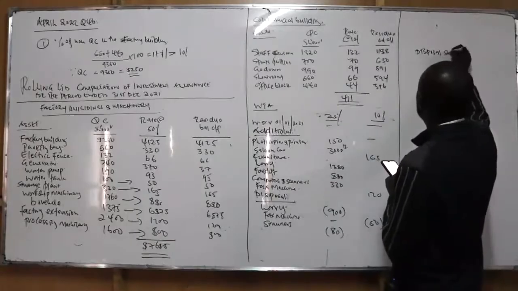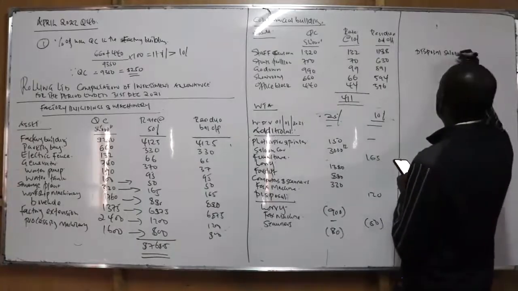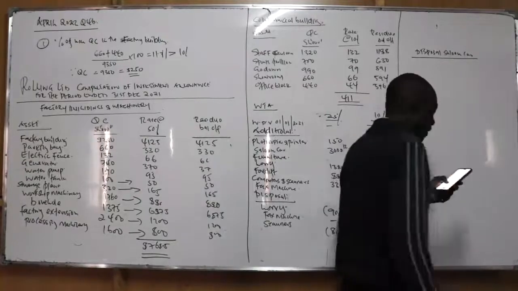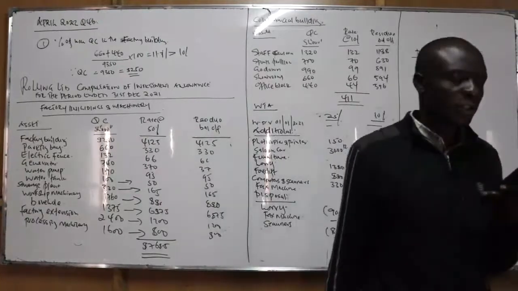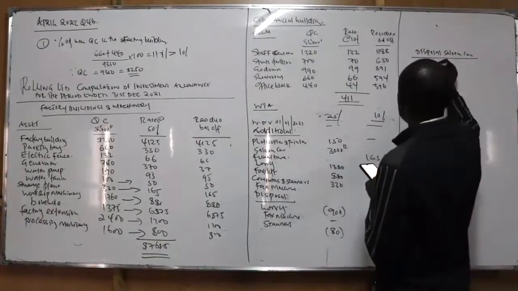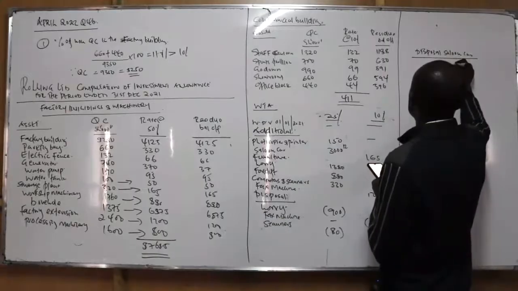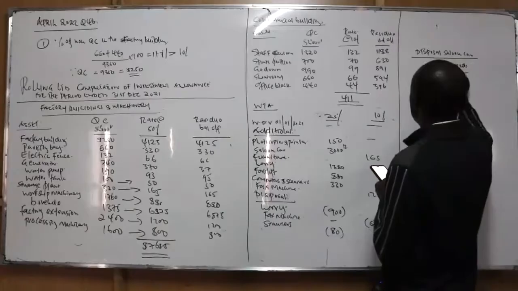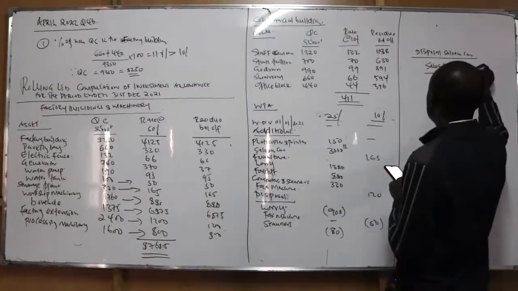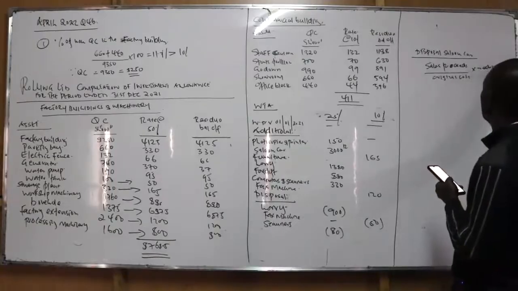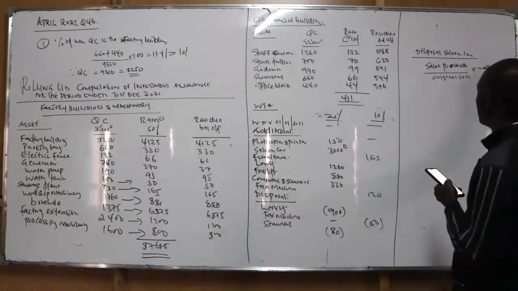Remember we said, if you dispose of an asset that was restricted when acquired, then you also restrict the disposal value by using the formula: sales proceeds, the amount of money that you receive for the sale, over the original cost, times the restricted value at the date of purchase.